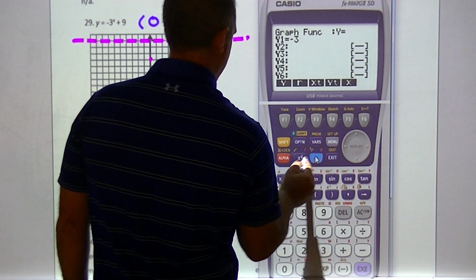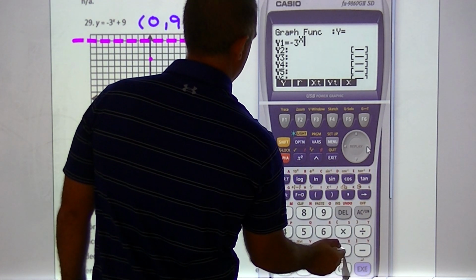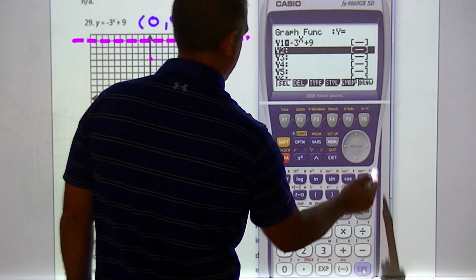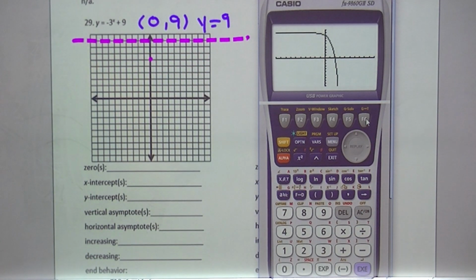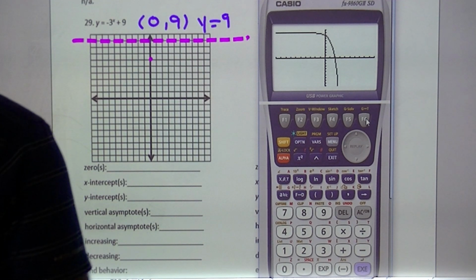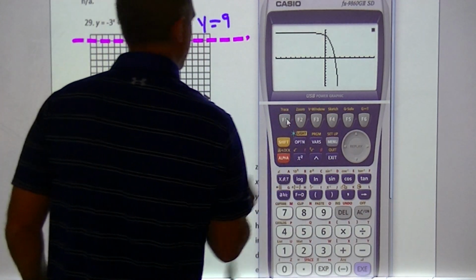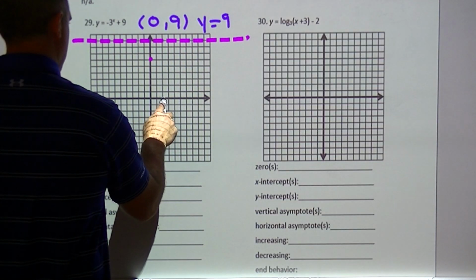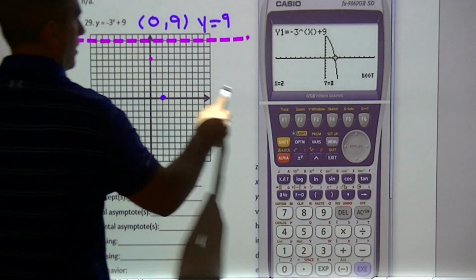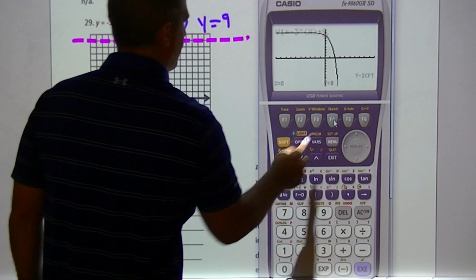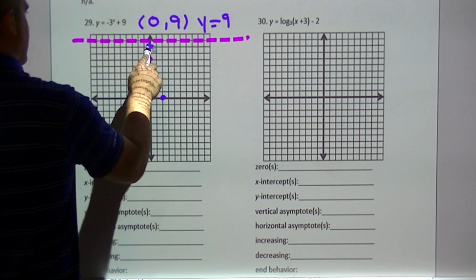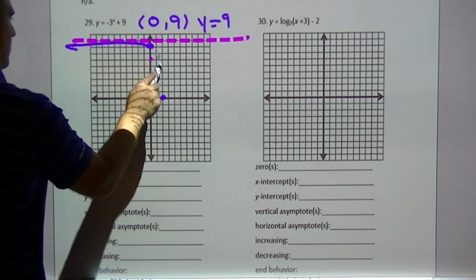Negative 3 to the x power plus 9. Draw. Okay. All right. G solve root is at 2. G solve y-intercept is at 8. Okay, and this is what my graph looks like.